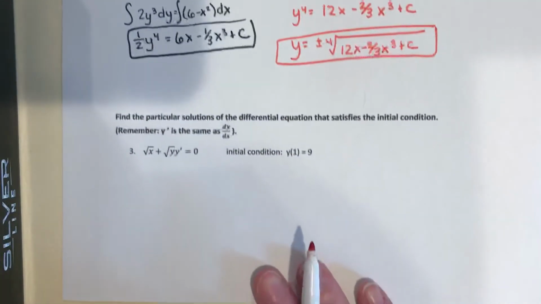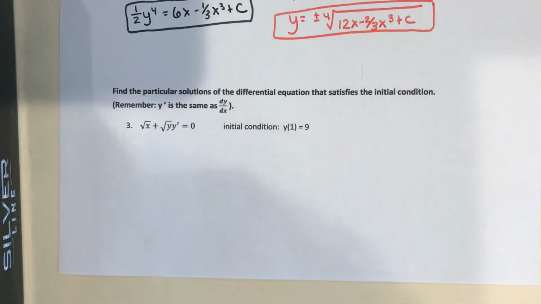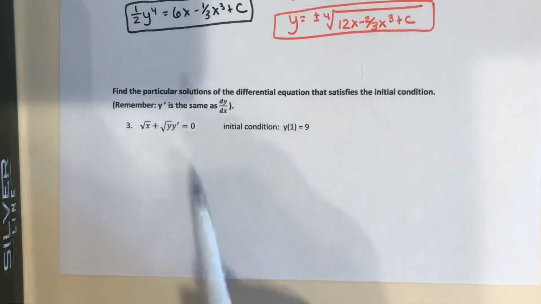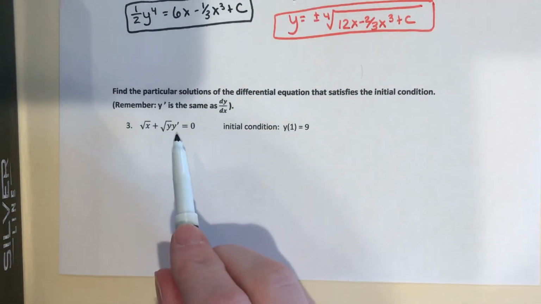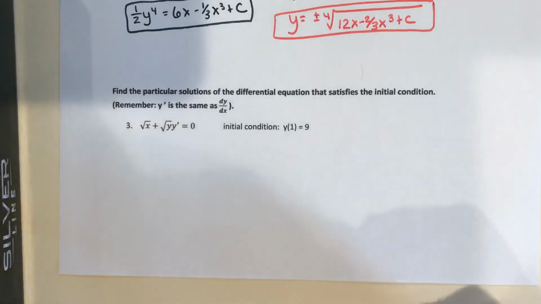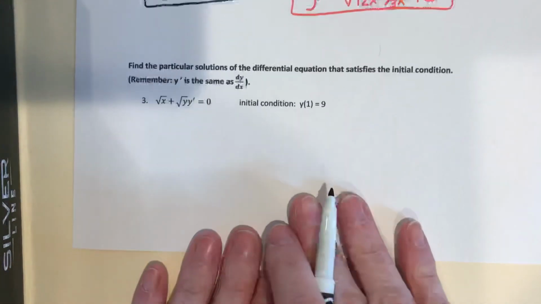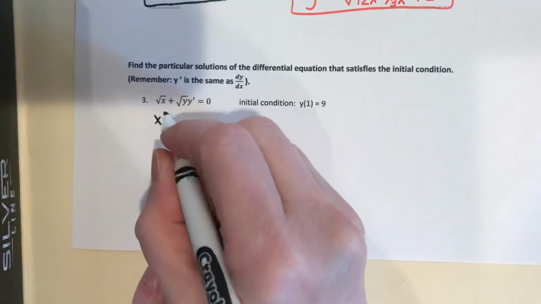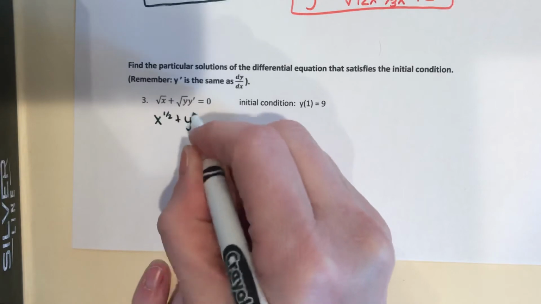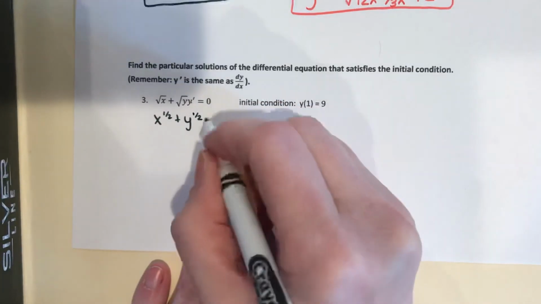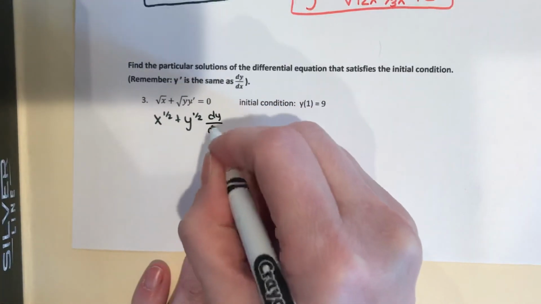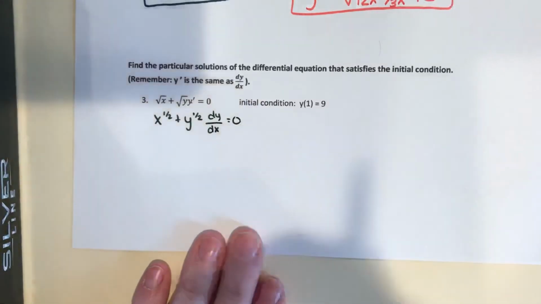Okay, last question. This time we're going to find the particular solution. And if you notice in this problem they used y prime. Y prime, remember, is a derivative, so it's the same thing as writing dy dx. Sometimes they like to put that on the AP exam to make it kind of tricky. So hopefully you recognize that. So first thing I'm going to do is rewrite these radicals. So that's x to the 1/2 plus y to the 1/2, and I'm going to put in dy dx instead of y prime.